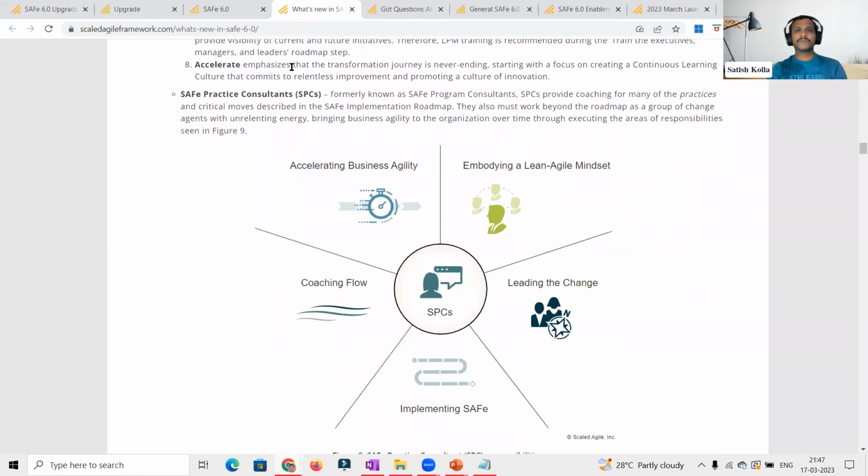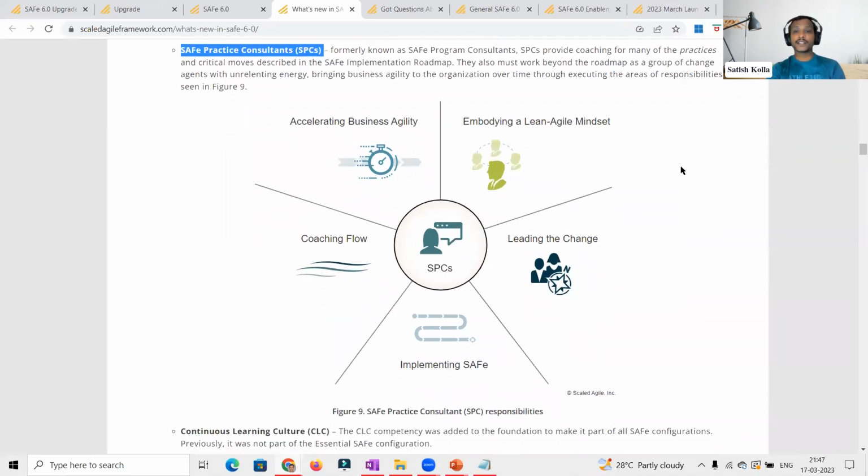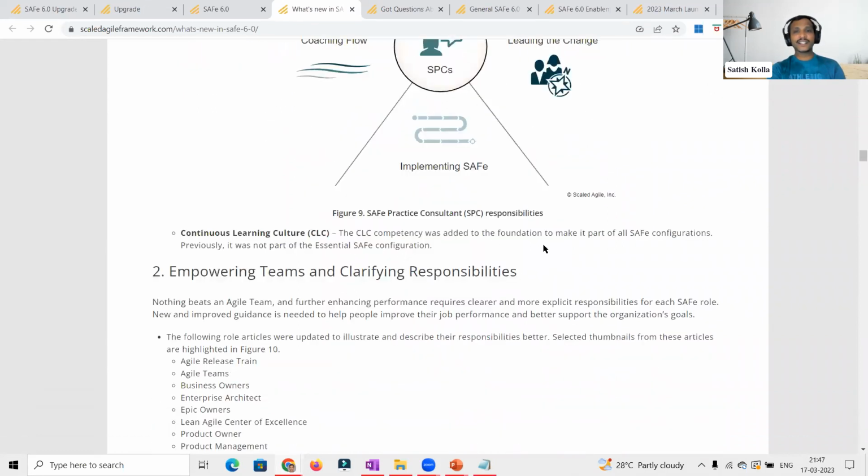And another small change, not a major change: the SPCs earlier used to be called SAFe Program Consultants. Now they are refined as SAFe Practice Consultants. So there is one minor change, but along with that, the responsibilities are clearly articulated. As mentioned earlier, for each and every role, the responsibilities are clearly highlighted, at least 5 to 6 responsibilities for each and every role. Then continuous learning culture.